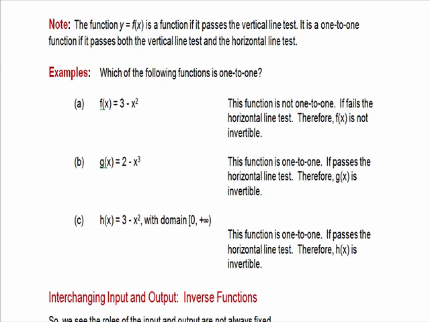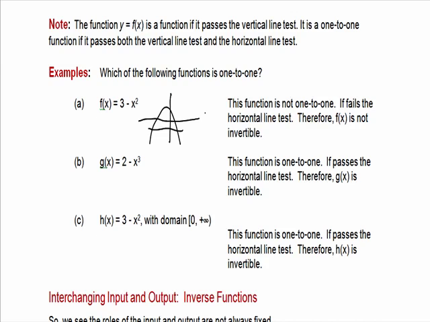Suppose we have f of x equals 3 minus x squared. If we were to put that in our calculator and graph it, what we would notice is we get a function that looks something like this. Notice it would not pass the horizontal line test because I could draw a line that passes through more than once.